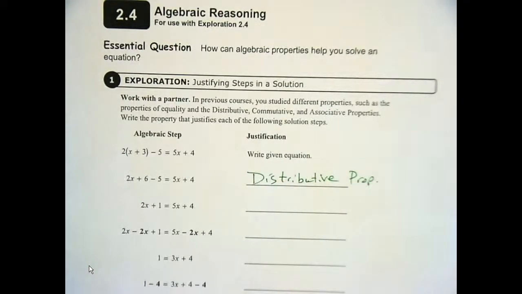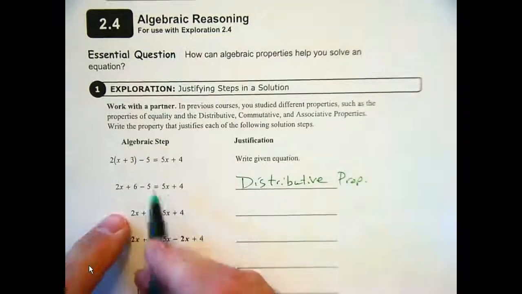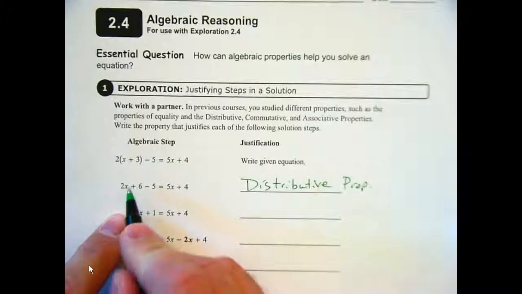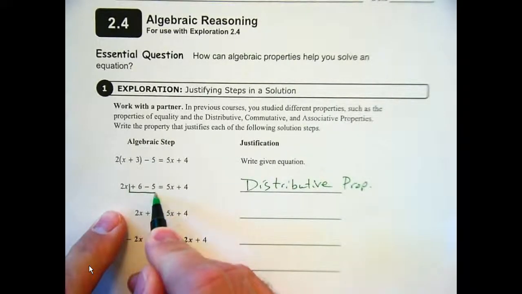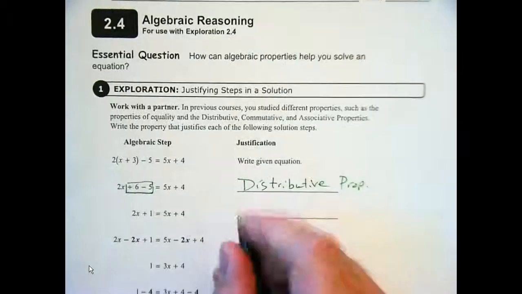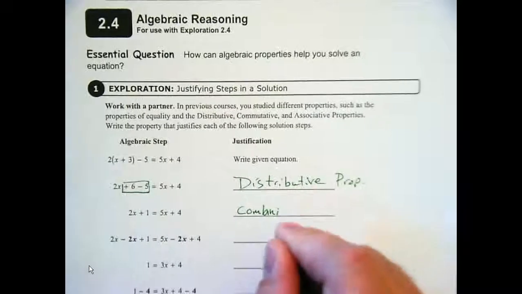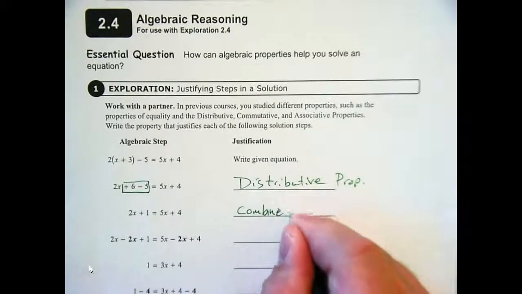Addition property. No, isn't it subtraction property? No, not subtraction. It's subtracting. No, because 6 minus 5 is 1. Okay, so they are combining this and this, right? Most of you would just say that's combining like terms, right? We can actually write that: combine like terms.